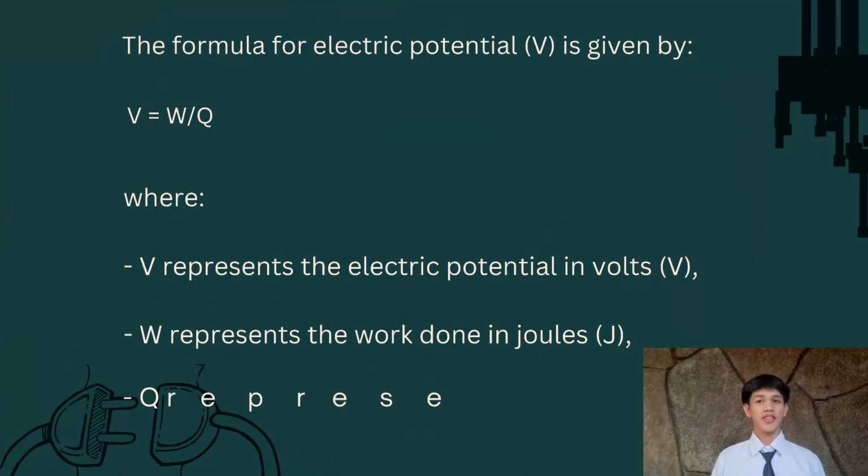Now, let's dive into the formula for electric potential in more detail. The formula of electric potential is given by V equals W over Q, where V represents the electric potential in volts, W represents the work done in joules, and Q represents the charge in coulombs.